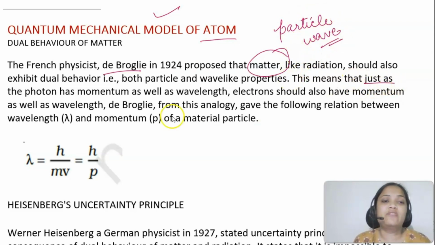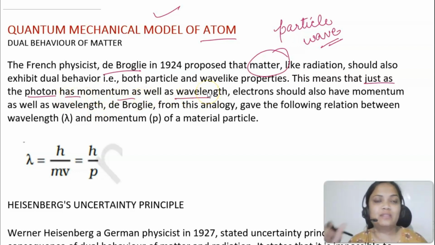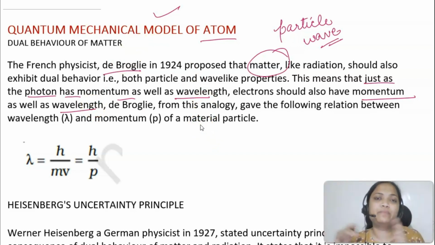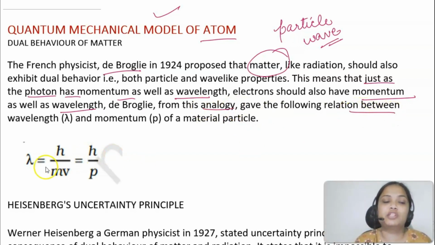Just like we have photons, which are small packets of energy of light, photons have momentum as well as wavelength. Momentum means they show particle-like nature, and wavelength means they show wave-like nature. So de Broglie suggested that electrons should also have momentum as well as wavelength, and he said that every particle, be it macroscopic or microscopic, has a wavelength associated with it. From this analogy he gave a relationship. We just need to know the relationship, don't go into the derivation part.